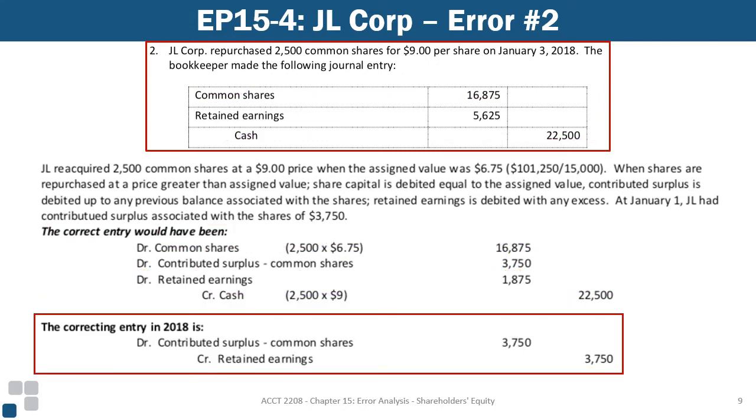And here's what the correct entry then should be. We would debit contributed surplus for $37.50 and then simply plug the difference to retained earnings for $37.50. And based on the original transaction, if we subtracted $37.50, you would end up with the correct amount of $18.75. So this one looks complicated, but is really fairly simple.